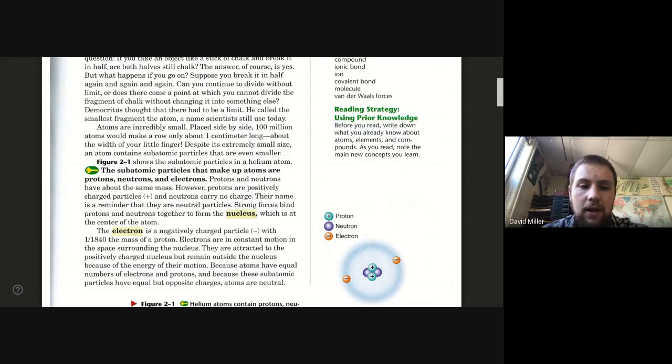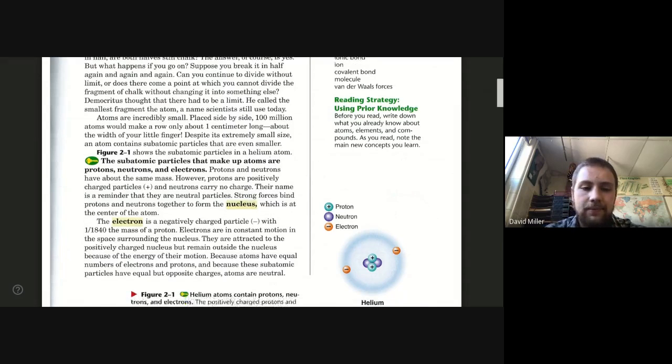Protons and neutrons have about the same mass. However, protons are positively charged particles, and neutrons carry no charge. Their name is a reminder that they are neutral particles. Strong forces bind protons and neutrons together to form the nucleus, which is at the center of the atom.